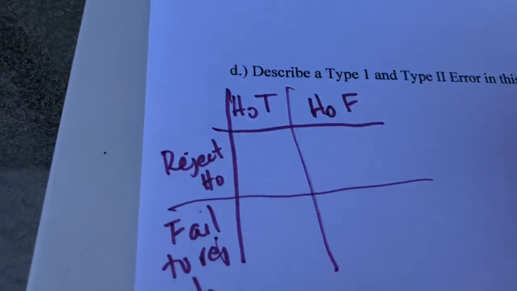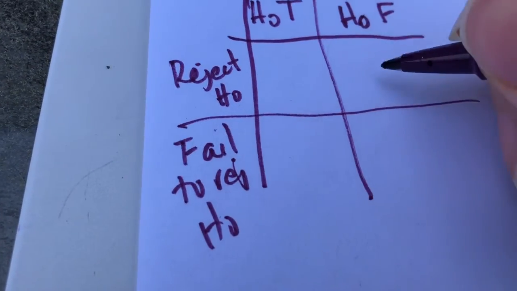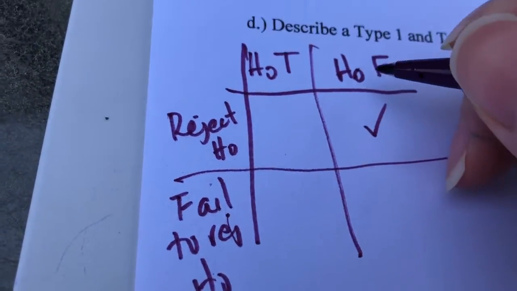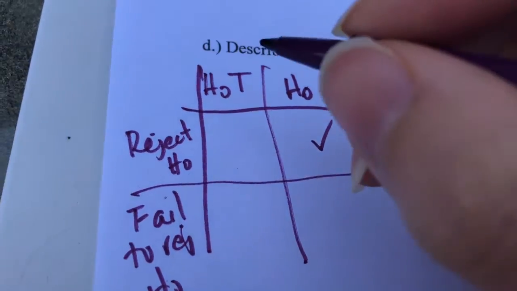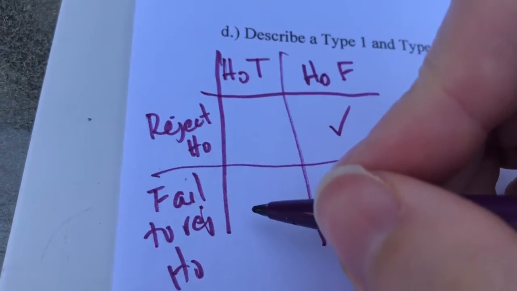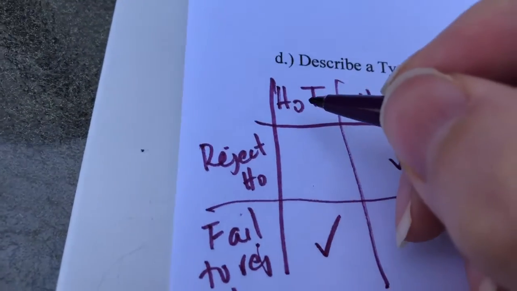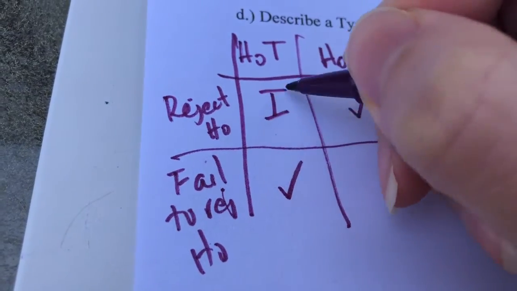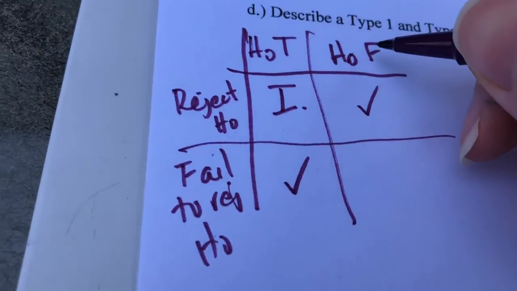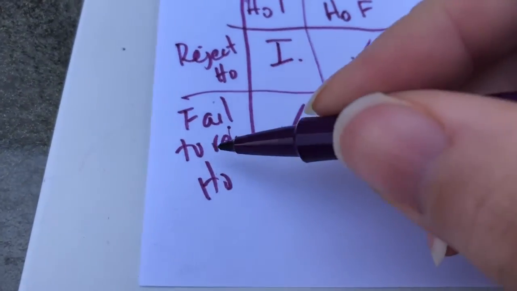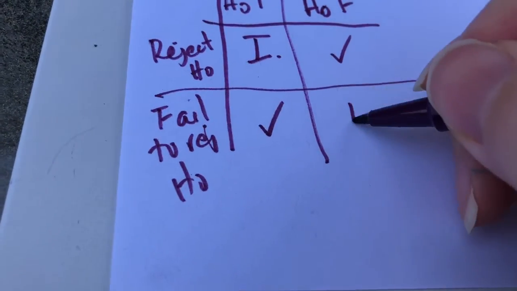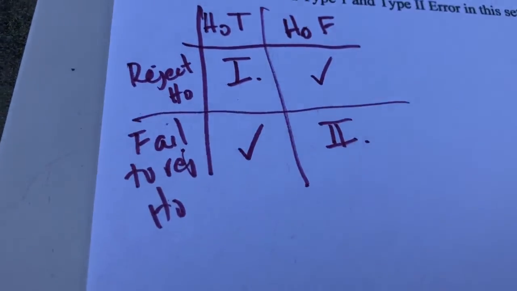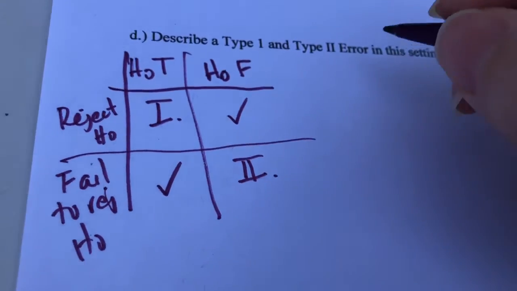All right. So if the null hypothesis is false and we reject it, good for you. You got rid of something that was false. If the null hypothesis is true and you didn't get rid of it, good for you. You did it right. But if the null hypothesis is telling the truth and we kick it to the curb, oops, that's a type 1 error. If the null hypothesis is false, but we don't catch it, we don't catch the lie, oops, that's a type 2 error. All right, so now we need to describe it in this setting.